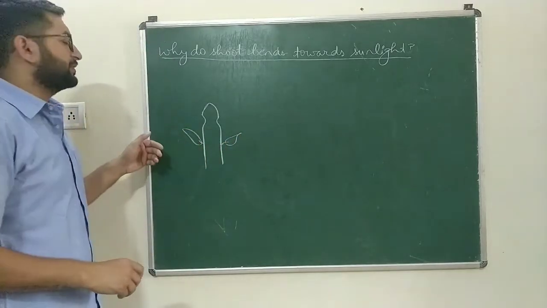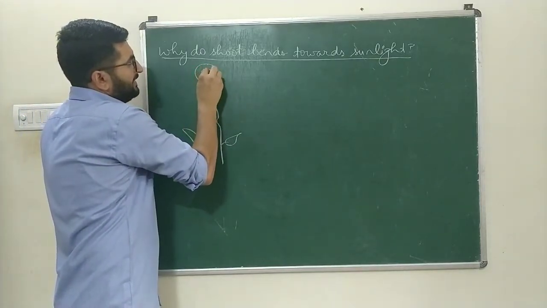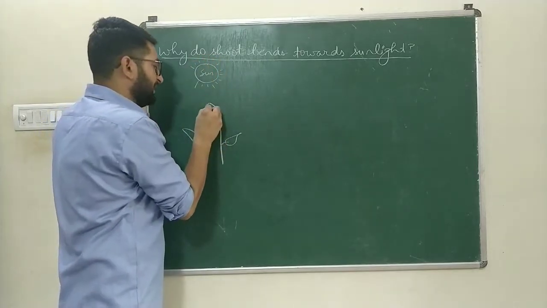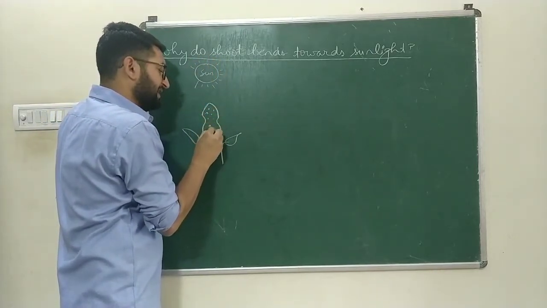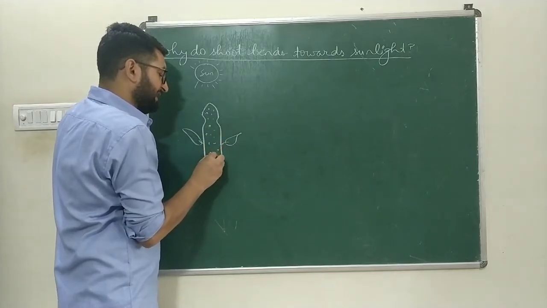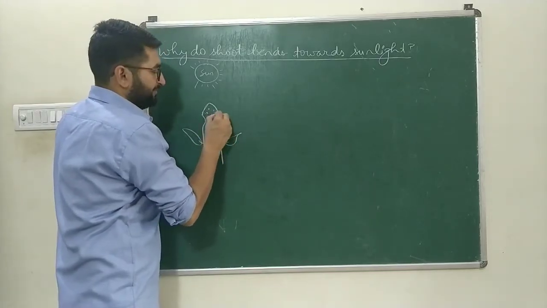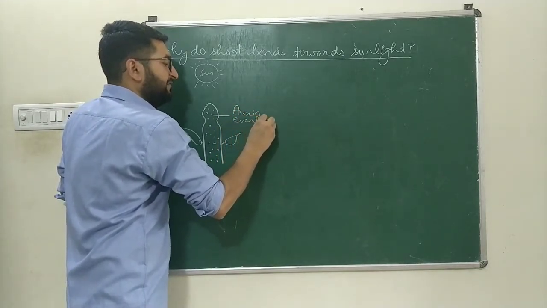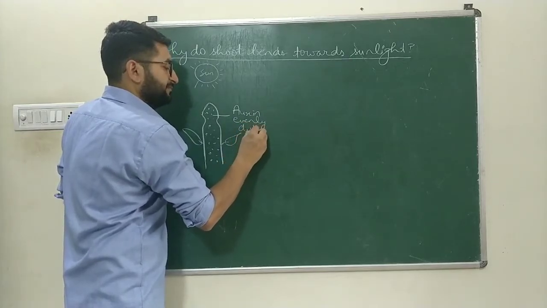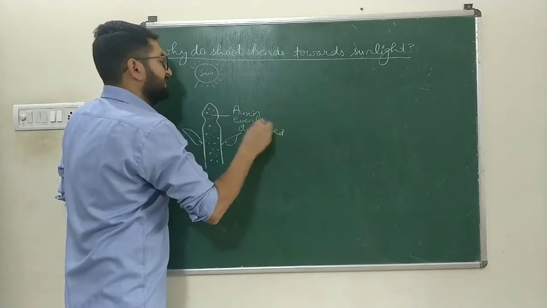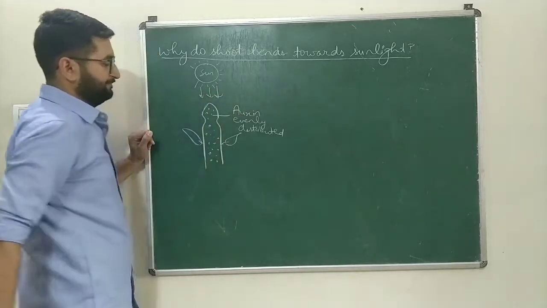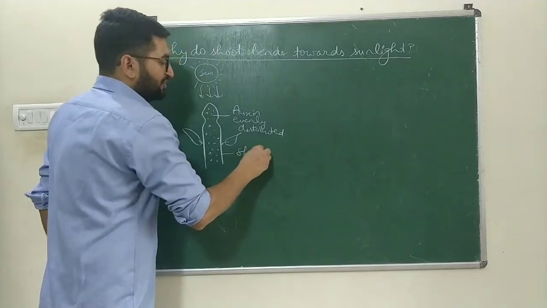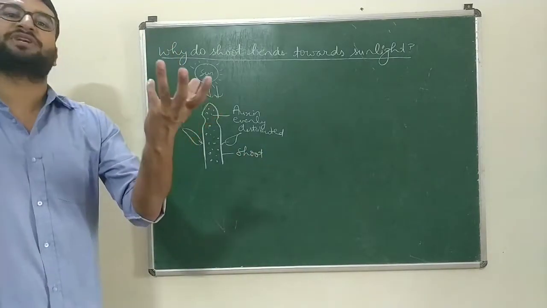Let us consider it's a shoot. When the sun is overhead, just above the shoot, the auxin present in the shoot is evenly distributed. The plant hormone auxin is evenly distributed and sun is overhead. But as we all know, bache, the position of sun with respect to plant keeps on changing as earth keeps on rotating around the sun.